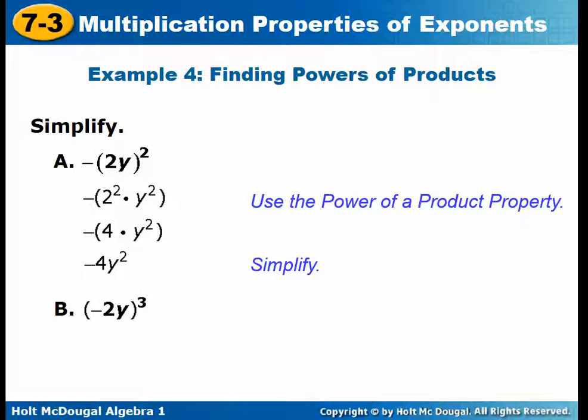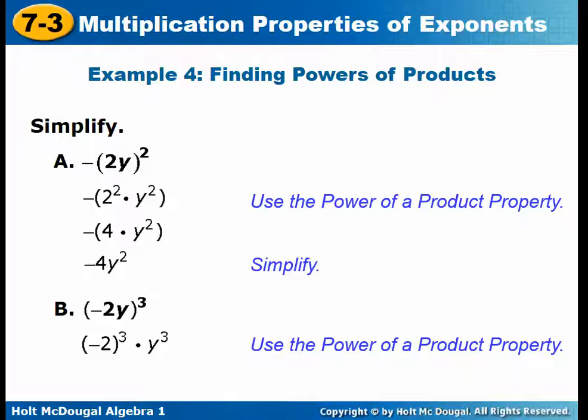In B, though, the negative is part of the thing that is being raised to that power. So it would be negative 2 to the 3rd power, in parentheses, negative 2 to the 3rd power. Negative 2 times negative 2 times negative 2 is negative 8. So we'd have negative 8y cubed.